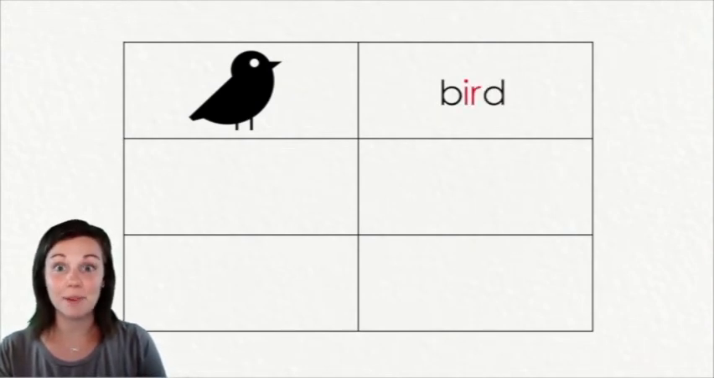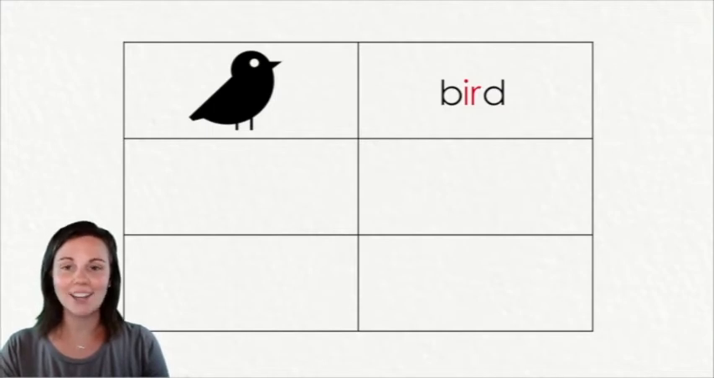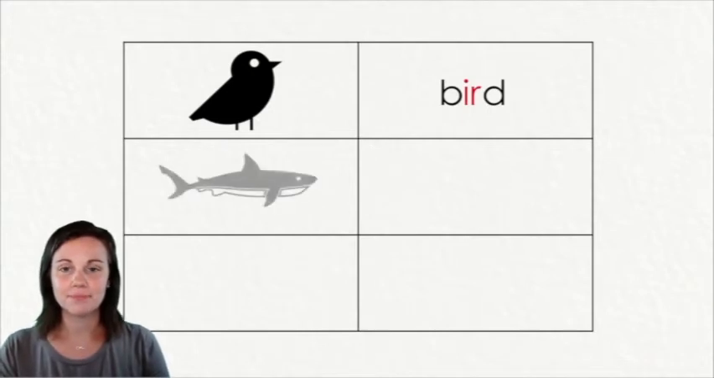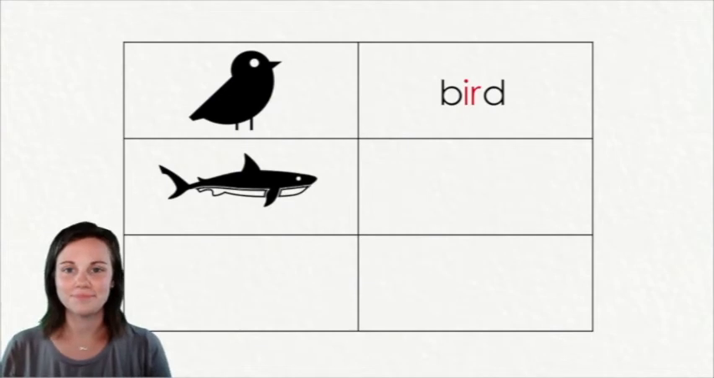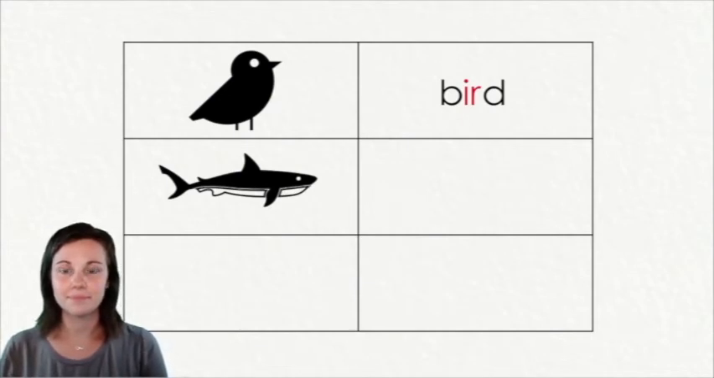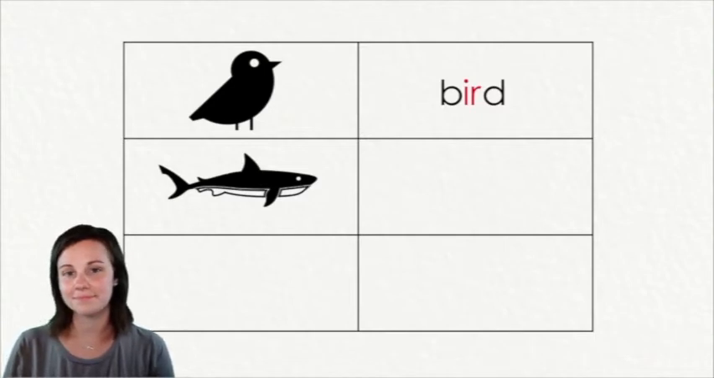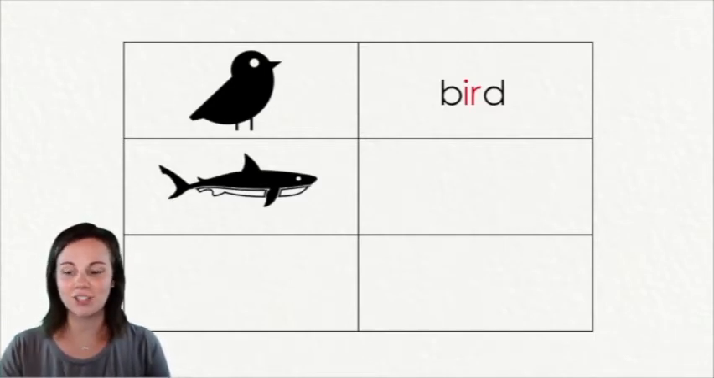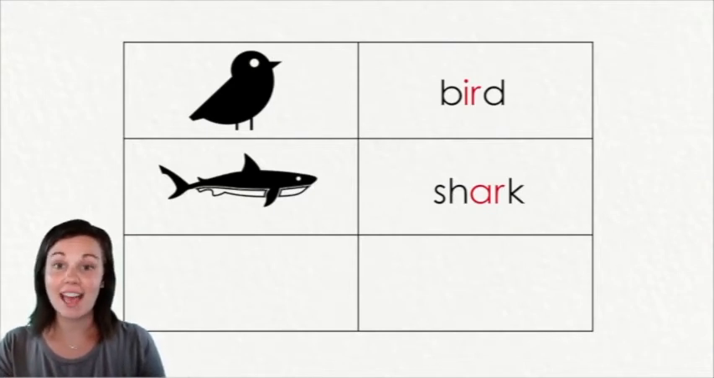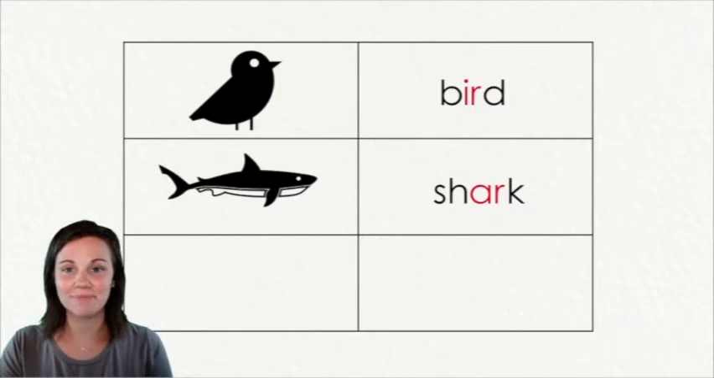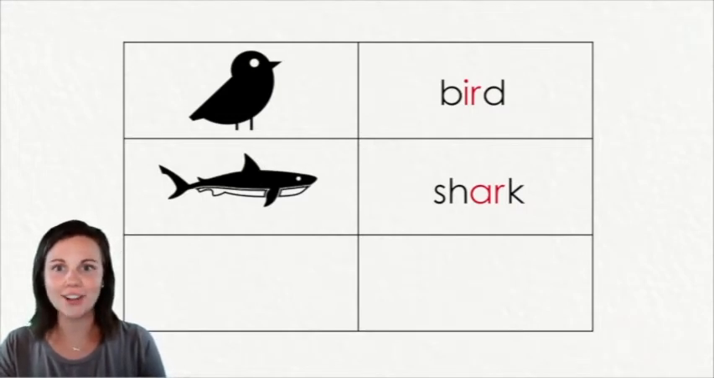B-er-d. Spell it with me. B-I-R-D. I-R is making our er sound. Try this one. It's the word shark. Tap it out to help you spell it. Go ahead. Let's check it. Sh, ar, k. Spell it with me. S-H-A-R-K. A-R is making the ar sound.